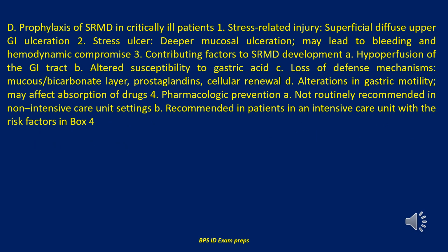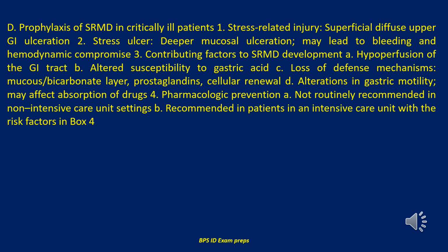D. We will now look at prophylaxis of SRMD in critically ill patients. 1. Stress-related injury is a superficial diffuse upper GI ulceration. 2. Stress ulcer is a deeper mucosal ulceration. It may lead to bleeding and hemodynamic compromise. 3. Contributing factors to SRMD development include the following: A. Hypoperfusion of the GI tract. B. Altered susceptibility to gastric acid. C.